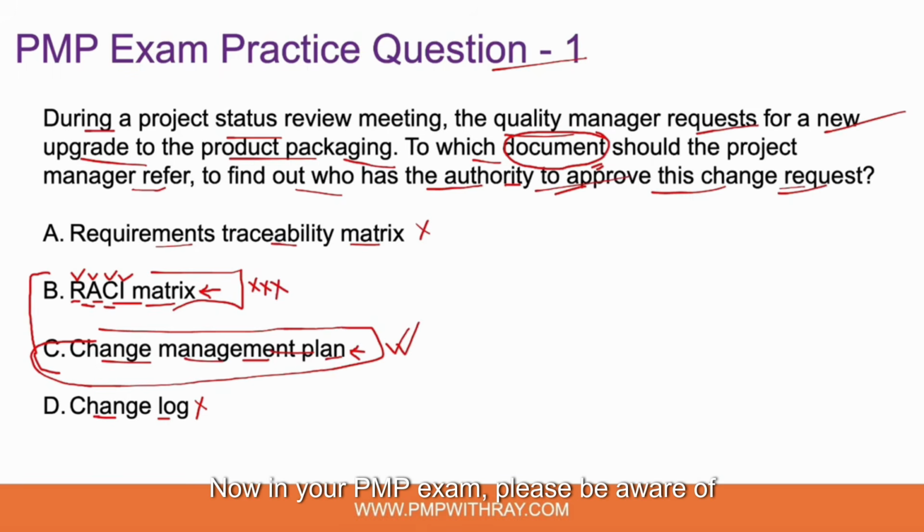Now in your PMP exam, please be aware of such close answer choices. Okay, you'll be time and again tested on your understanding in terms of such close answer choices, and there you need to have a solid foundational knowledge to decide between the right answer and the very close wrong answer choice. Okay, so RACI matrix here is a very close wrong answer choice, and the correct answer to this question is option C, which is the change management plan.